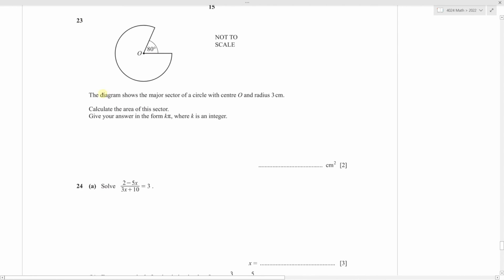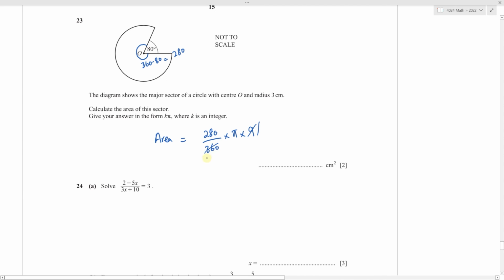Question number 23. The diagram shows a major sector of the circle, radius 3. Calculate the area of the sector and give your answer in this form. So if this angle is 80, this angle is 360 minus 80, which is 280 degrees. So the area of this sector will be 280 divided by 360 times pi times radius squared, 3 squared, which is 9.